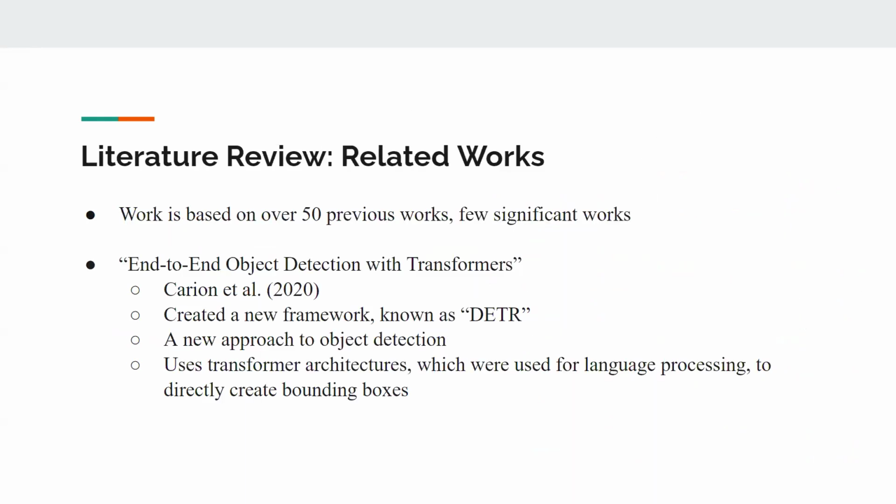The background to the paper is that the work was based on over 50 other previous works, and there were only a few of them that were very significant. The first being end-to-end object detection with transformers. This work created a new framework known as DETR, which created a new approach to object detection that used transformer architectures. These were previously only used for language processing, but in this architecture, they were used to create bounding boxes directly.